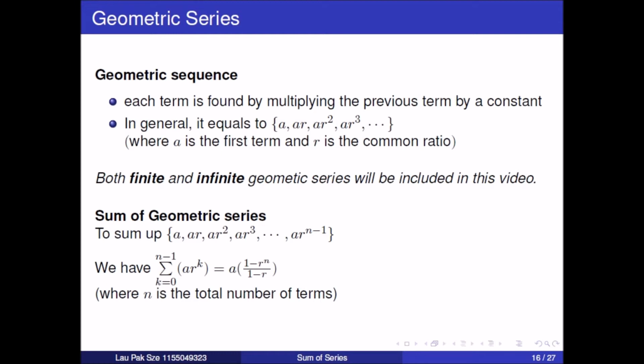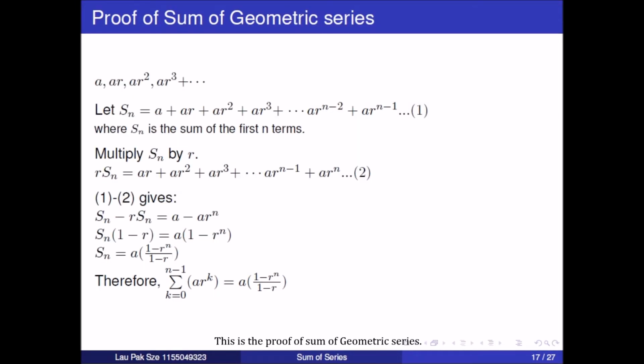We have the summation of ar to the power of k from k equals 0 to n minus 1. This equals a times the whole bracket 1 minus r to the power of n over 1 minus r. This is a proof of the sum of a geometric series.